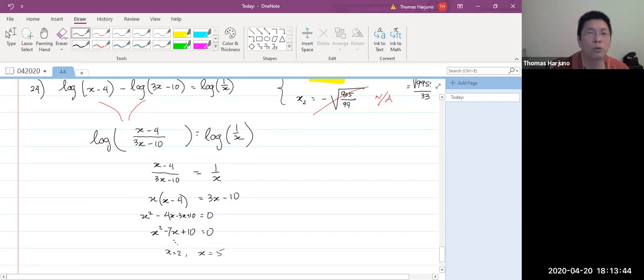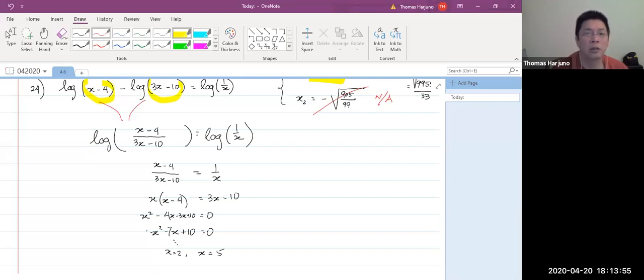I think 2 will not work, right? Because when I plug 2 here and also here, it will give us a negative value, right? So I will cancel that. Will 5 work? Yeah, I think 5 will work. It will be positive here, positive here, and that will still be positive here. So the answer is x equals 5.